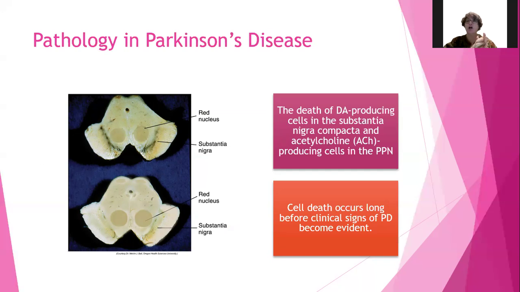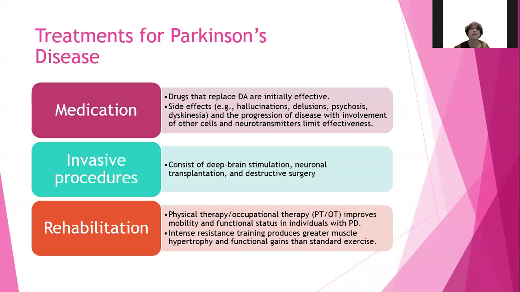Cell death occurs long before the clinical signs of Parkinson's become evident. So by the time you actually have clinical signs that are recognizable as Parkinson's, you've probably lost 80% of your dopaminergic cells. So that's why Parkinson's is usually diagnosed later in life. There is a version called young onset Parkinson's, but for the most part, people get diagnosed when they're in their 60s, 70s, or 80s. So you're losing cells long before the clinical signs become evident.